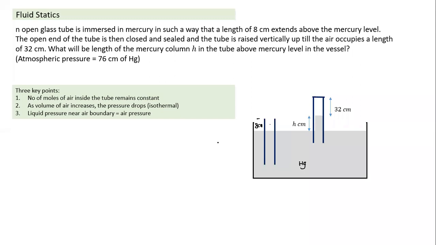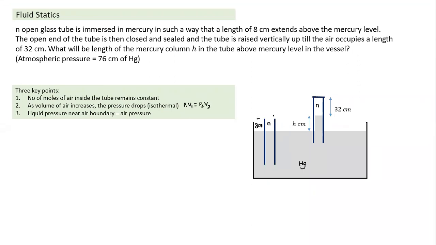What are the 3 key points here? Number of moles of air inside the tube remains constant. So once we seal it, if the number of moles were n here, even here the number of moles will remain the same. And as the number remains the same, as the volume of air increases, the pressure will drop. We have to assume, unless something is mentioned, it is an isothermal process. If it is an isothermal process, the pressure P1, V1 will be equal to P2, V2.